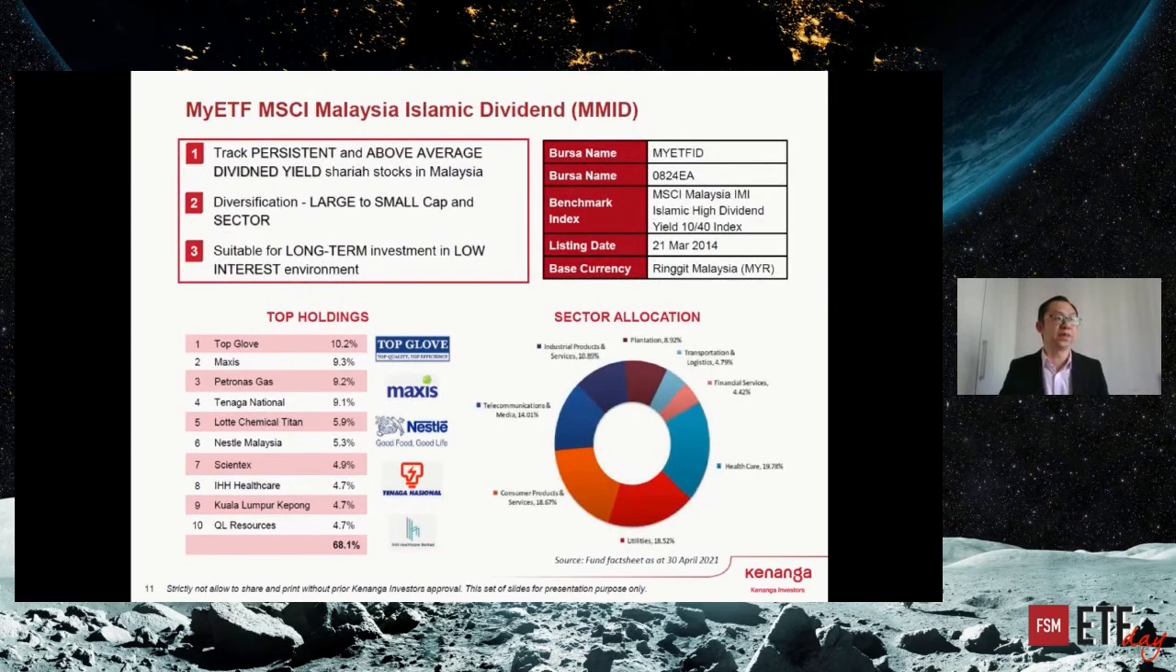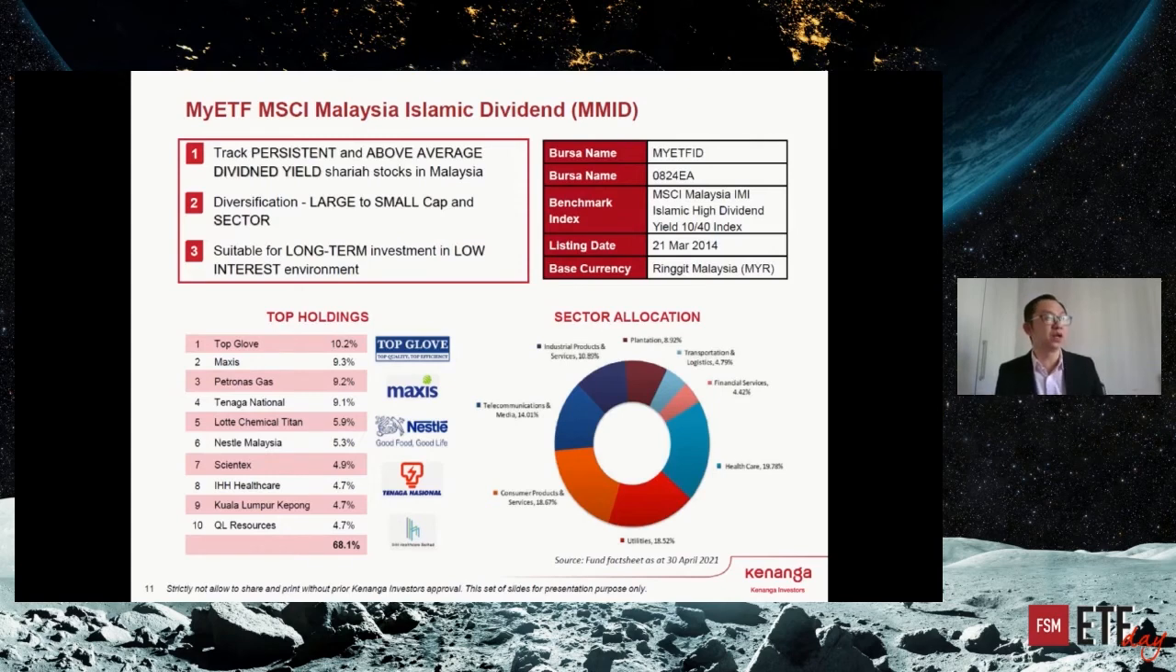So the second one is the MSCI Malaysia Islamic Dividend ETF. As the name suggests, this is a dividend-focused ETF. When an investor buys into this ETF, what they are exposed to are Sharia-compliant stocks in Malaysia that persistently pay above-average dividends. Please bear in mind that the key words here are persistent and above average. It is not the highest dividend.